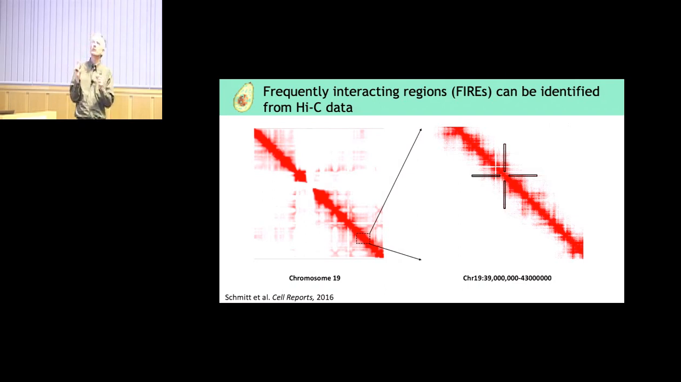Essentially, the way it works is that you look for a cross-shaped region like this, where you see particular density within these bars, and that means that the thing at the center of the cross is a frequently interacting region. There's actually a statistical model that tries to account for biases to identify these frequently interacting regions. But we just downloaded the FIRE annotations from this paper, Schmidt et al. from Cell Reports, and then asked, can we plug it into our gradient boosting classifier and make predictions?